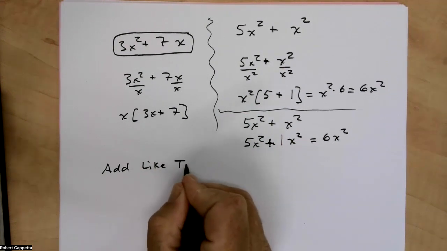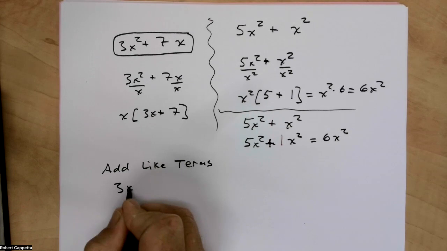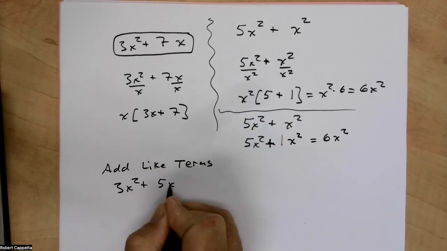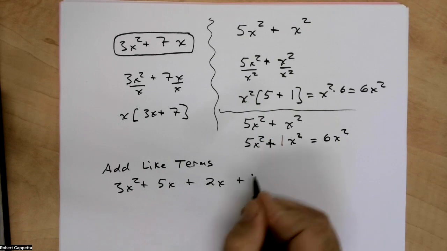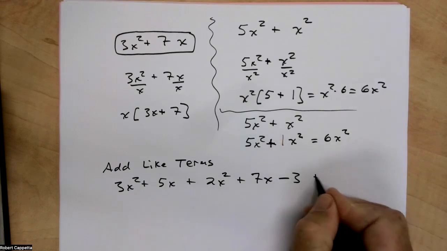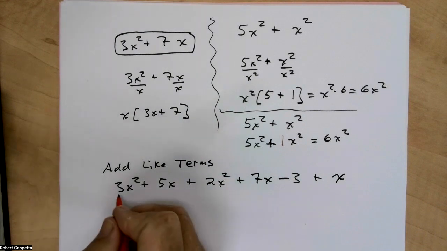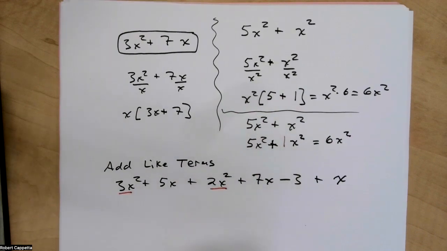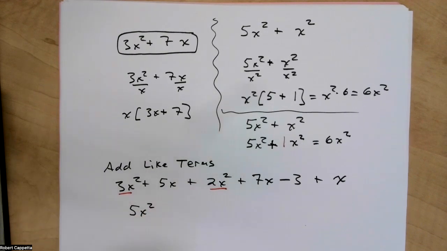Now, what are like terms? Same letters, same powers. So if I have 3x squared plus 5x plus 2x squared plus 7x minus 3 plus x, we look for like terms. Now, my strategy is to underline the like terms. 3x squared plus 2x squared. Are there any other x squareds? 3x squared plus 2x squared is 5x squared.